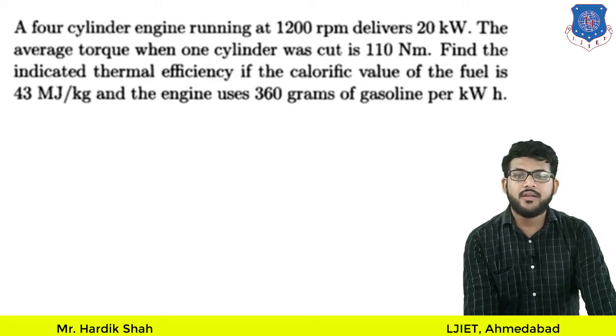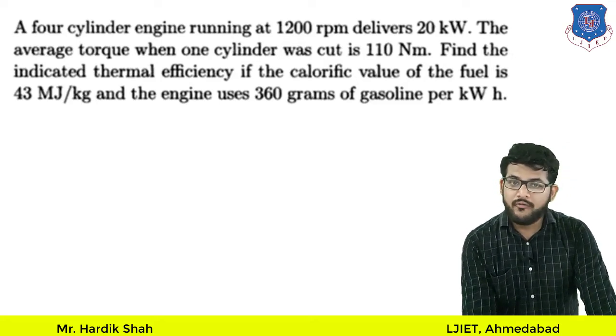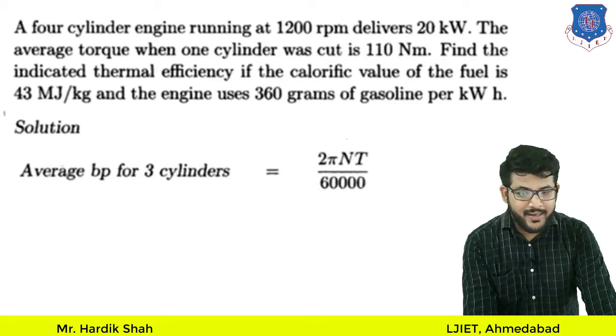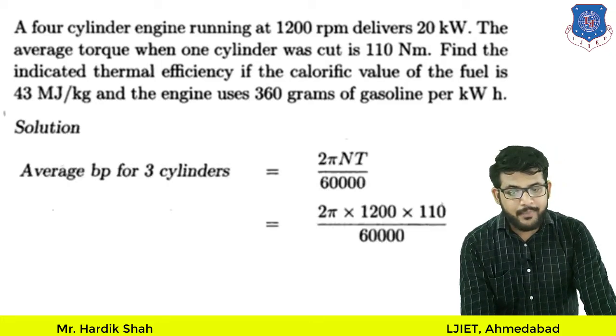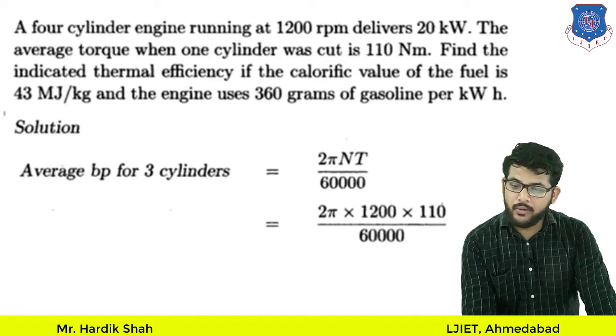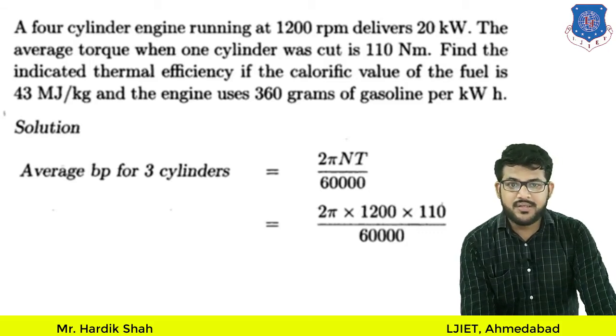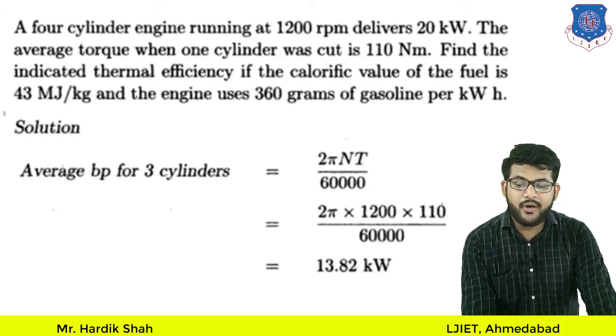First we are given the torque. So the simple formula is brake power equals 2 pi NT by 60. We put in 2 pi into RPM, which is 1200, and torque 110, upon 60,000. So you will get the brake power per cylinder, that is 13.82.